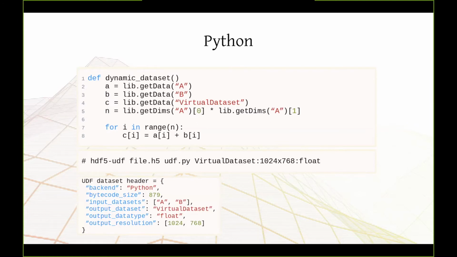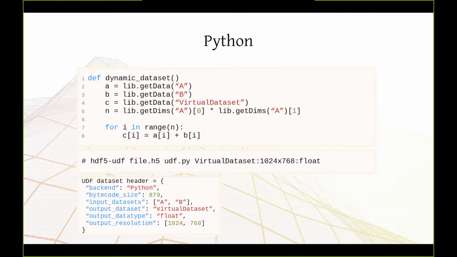So you have a header that tells that Python is the backend that needs to be invoked to process this data on the fly. You get here the size of this bytecode. You can see it's less than 1 kilobyte. And then we are able to infer, based on the get data calls, what's the data sets that are used as input and what's the output.